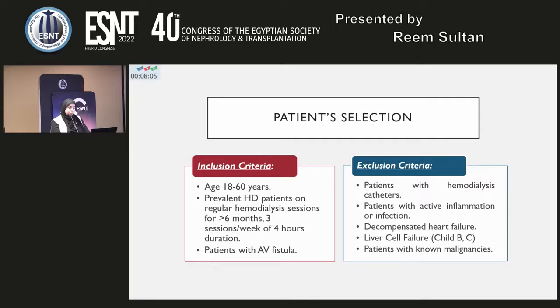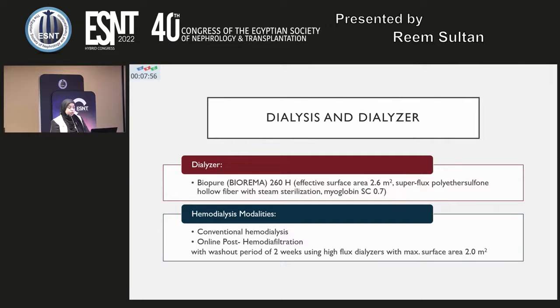Patients with active inflammation or infection, decompensated heart failure, liver cell failure Child B or C, or known malignancy were excluded. The dialyzer used was a BiPure 260 high-flux, super-flux polyethersulfone hollow fiber with steam sterilization, with a sieving coefficient of myoglobin 0.7 and effective surface area 2.6 meters square. All patients underwent hemodialysis by 2 modalities, conventional hemodialysis and online post-dilution hemodiafiltration, using the same filter, BiPure 260H. The washout period was 2 weeks using a high-flux dialyzer with maximum surface area 2 meters square.